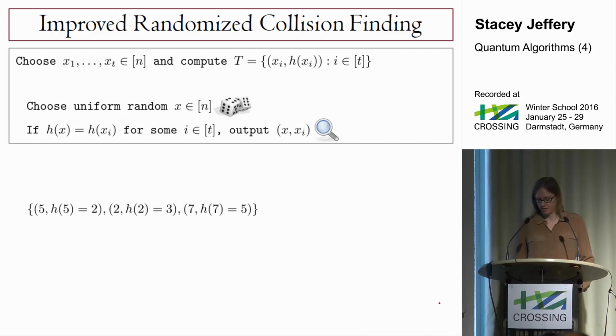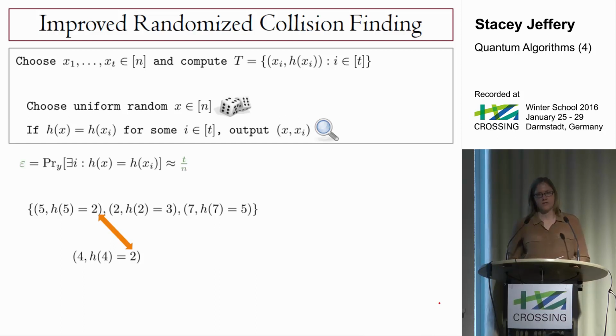So that's something like this. If this is our table, we want to find some new value x, like x equals 4, such that h of 4 equals 2, where 2 is something that's already in the table. And again, we are assuming that h is a 2-to-1 function, so everything has something that collides with it.